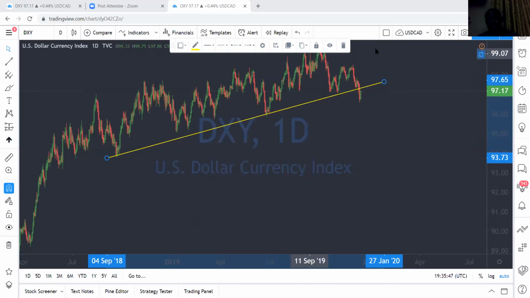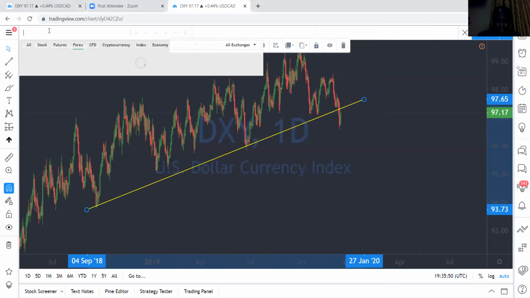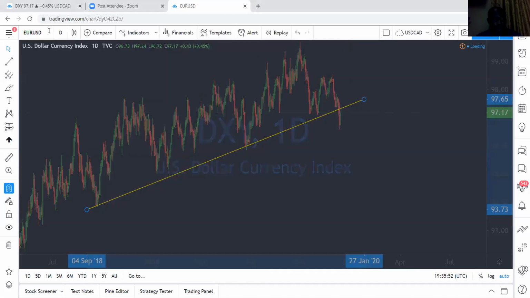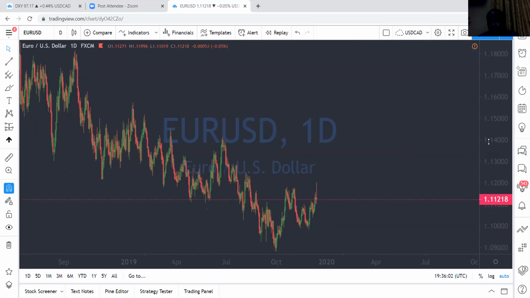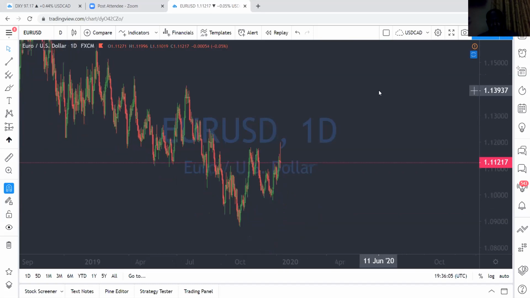DXY is expected to go up next week. And then what's the implication? Euro USD. We're expecting Euro USD to move to the downside when markets resume next week. On the daily, see Euro USD, right? You make an impulse and a three-wave pullback. First and foremost, you have this big impulse to the upside. Then you have a three-wave pullback.